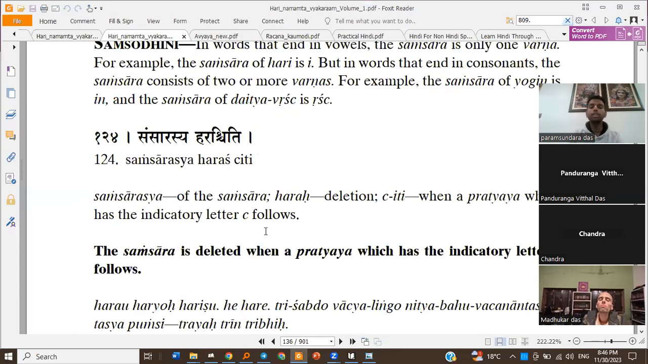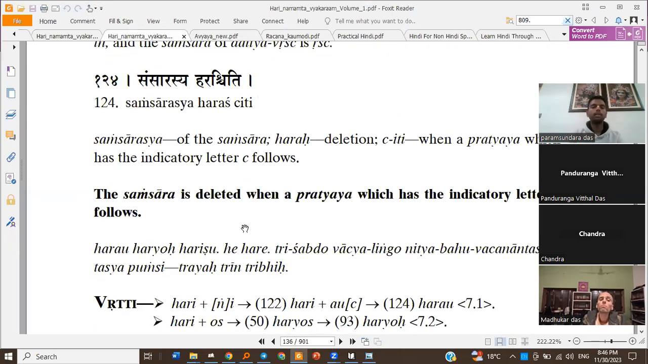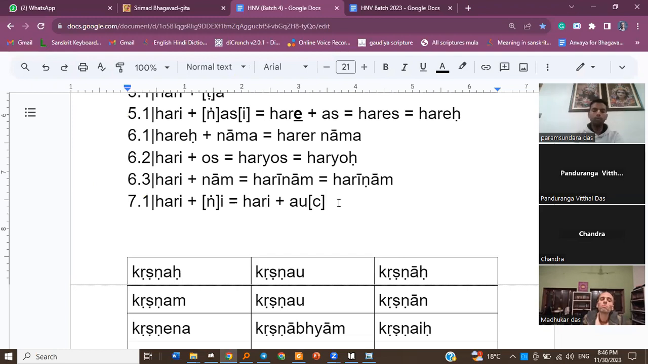Then Sansara se Harashchiti. The Sansara is deleted when a pratyay which has the indicative letter cha follows. So this sutra says that if we have a pratyay like ouch, which has cha rama as the indicatory letter, then the sansara of prakriti will be deleted. So when we have any pratyay with cha rama as indicatory letter following, we delete the sansara of the prakriti. So we delete the e and then we combine it.